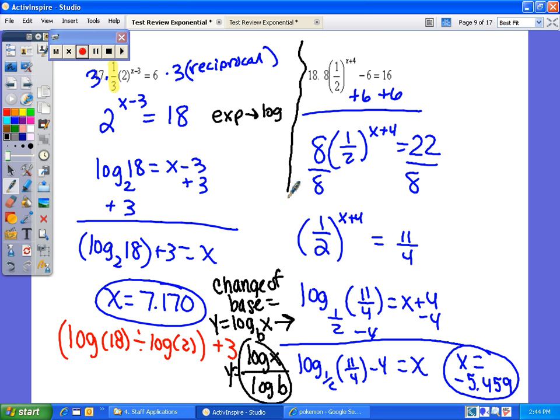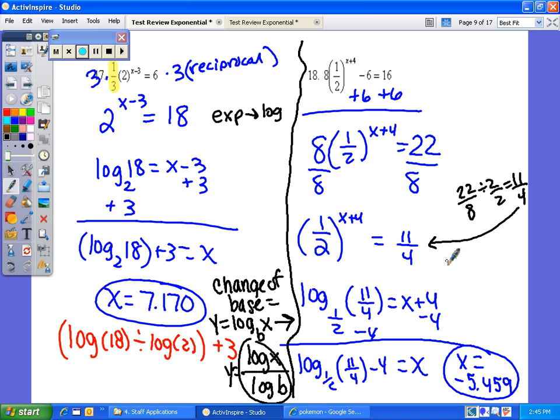Alright, next we have 18, so you should have added 6 on both sides and got 22. Divided by 8 on both sides, and then you get 22 over 8. 22 over 8 is divisible by 2, and that's how I got 11 over 4. Try not to do decimals until the very end. So then you have 1/2 to the x plus 4 equals 11 over 4.